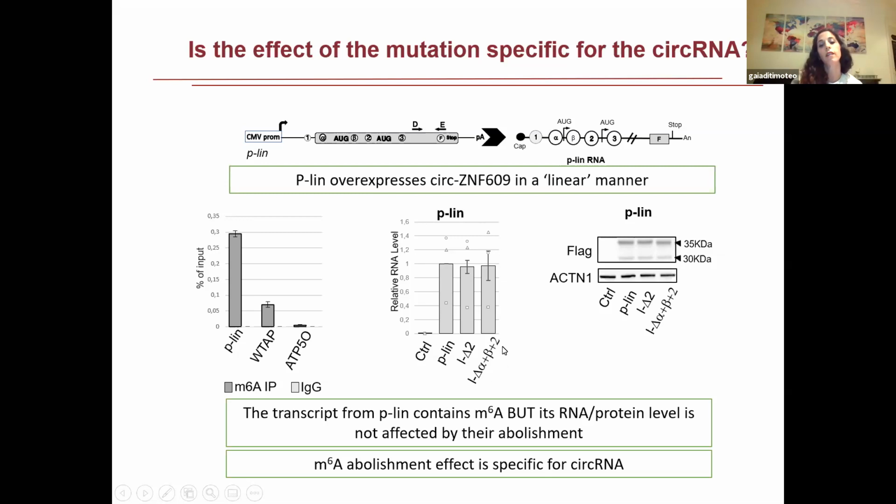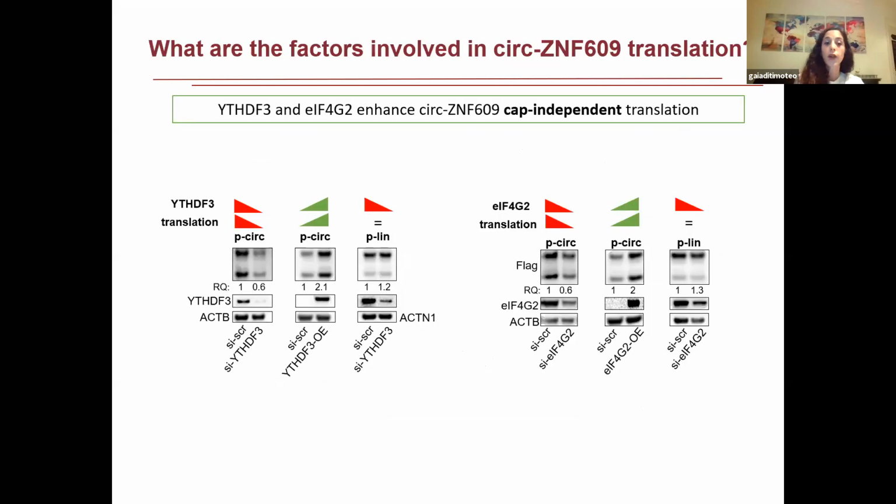But when we mutated the A's, the most representative A's in this vector, we couldn't see any effects or any variation on the RNA level, nor on the protein level. So we concluded that the effect we saw with the abolishment of the m6A is due to the circular conformation of the sequence itself. We were then looking for the factors involved in this regulation, and we investigated these two factors, YTHDF3 and eIF4G2, because they are known to enhance cap-independent translation.